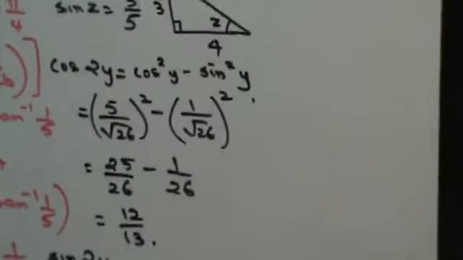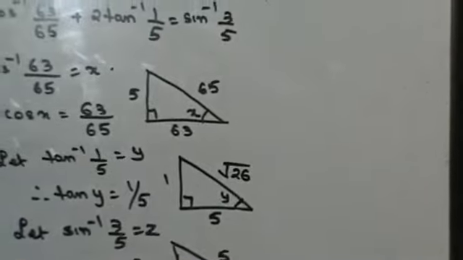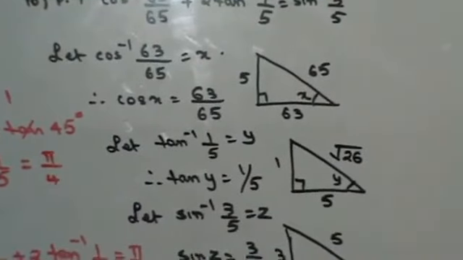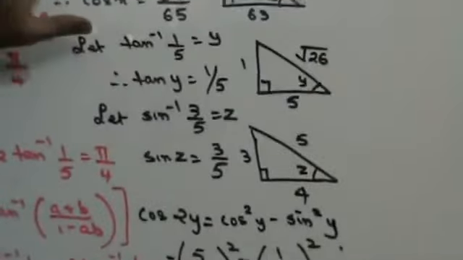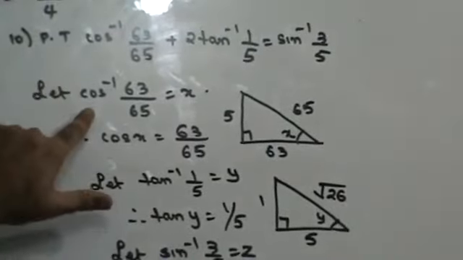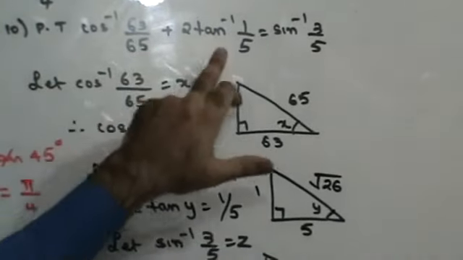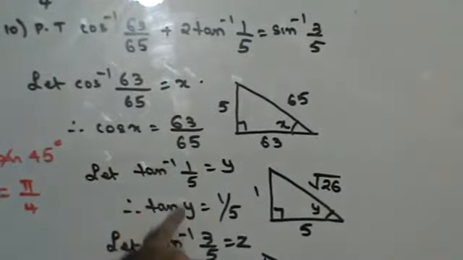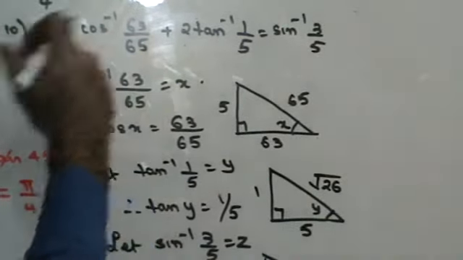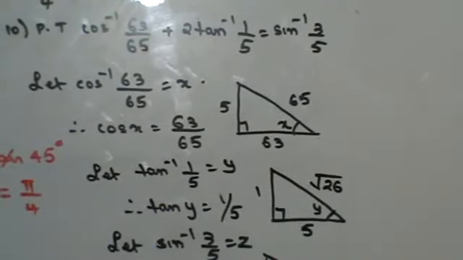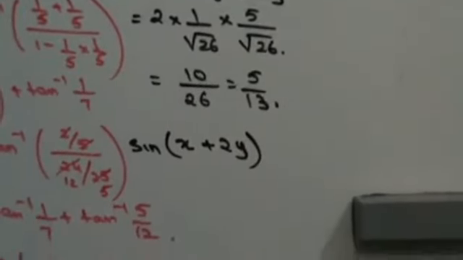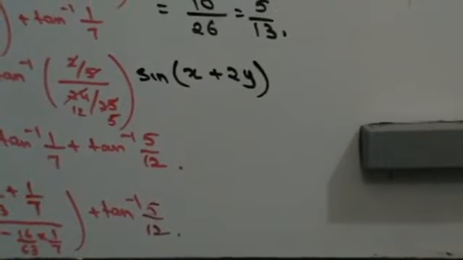Right? Now the question, why did I find this out? Look at your sum, guys. I have the sum. If I express it in terms of variables, I need x plus 2y. Cos inverse of 63 by 65 I have assumed as x, plus 2 tan inverse of 1 by 5, which I have assumed as y. Now what did I tell you? Look at your left hand side and bring the right hand side function. On the right hand side I have sine inverse. If I bring the sine inverse on this side, this will become sine. So I'm going to try to find out sine of x plus 2y.